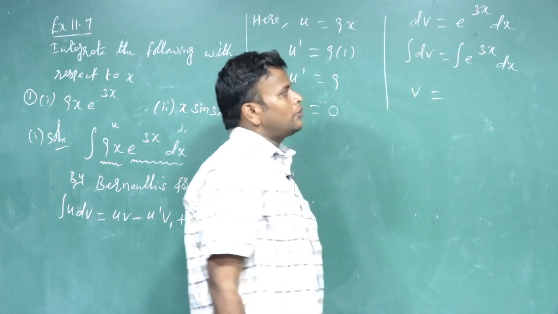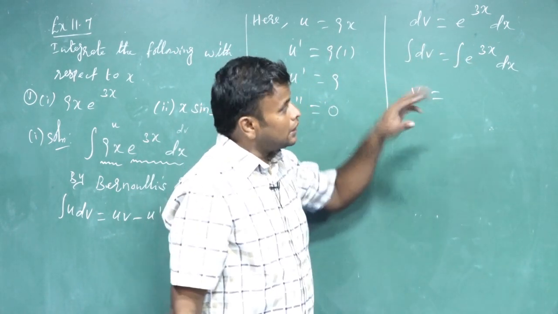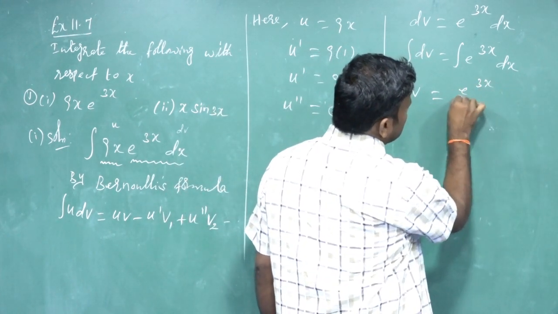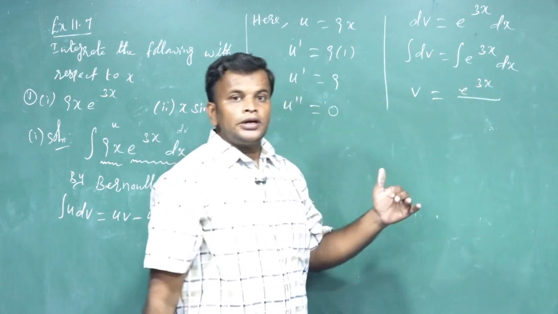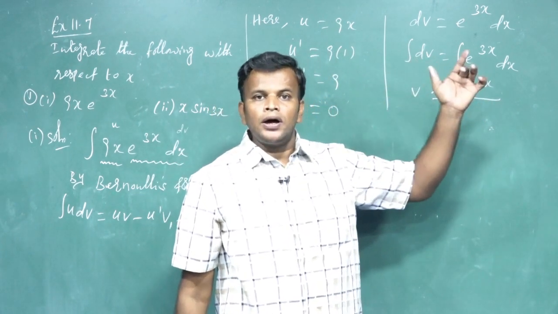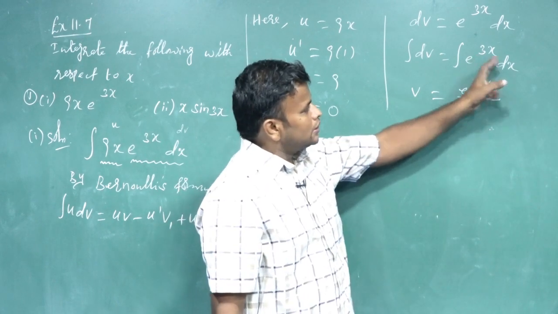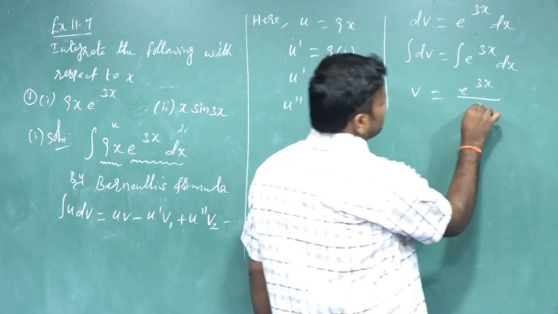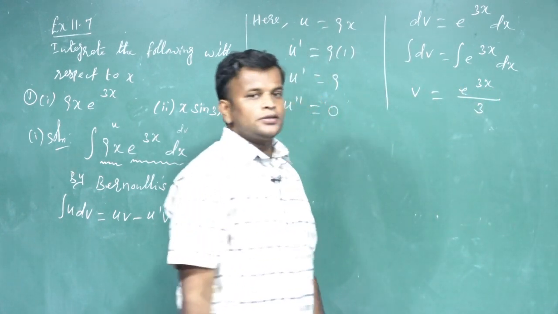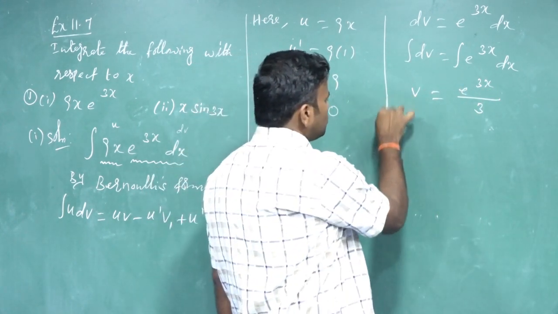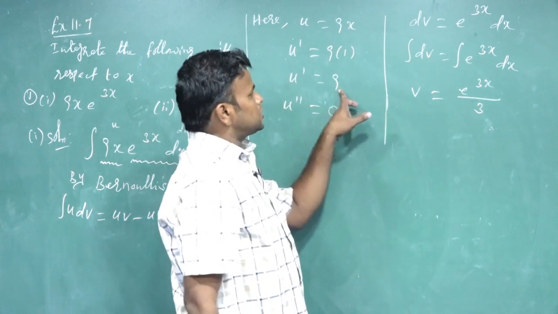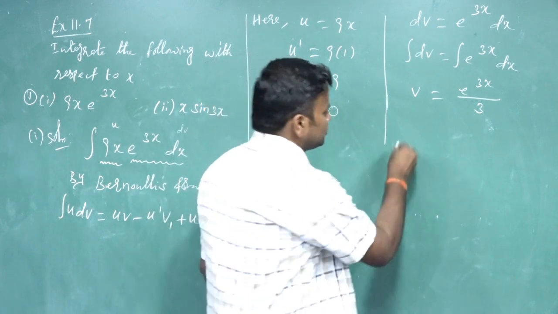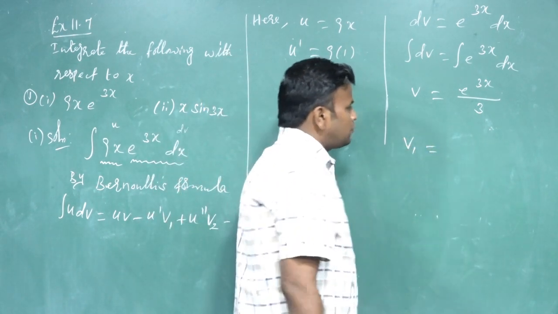We need the integrating of e power 3x. So first, e power 3x integration is e power 3x. Again, in the denominator, we differentiate the power with respect to x. What is the power? 3x. The differentiating of 3x with respect to x is 3. So e power 3x by 3 is the value of v. We need v1 also because u double dash is there. So the next step is we need v1.